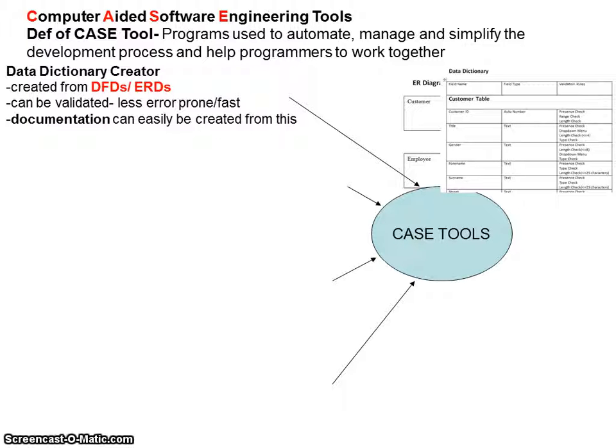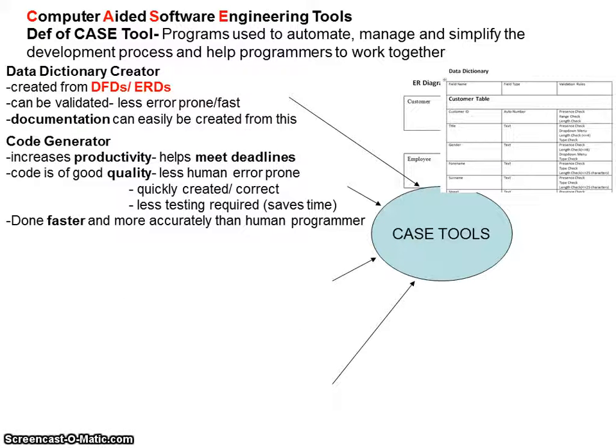Note that the documentation will also be easily created, so rather than you having to define this and document it yourself, this will all be done for you. A few things to note is the validation will be done automatically. Again, this word automate. It's going to be less error prone and it's going to be faster for the development team.